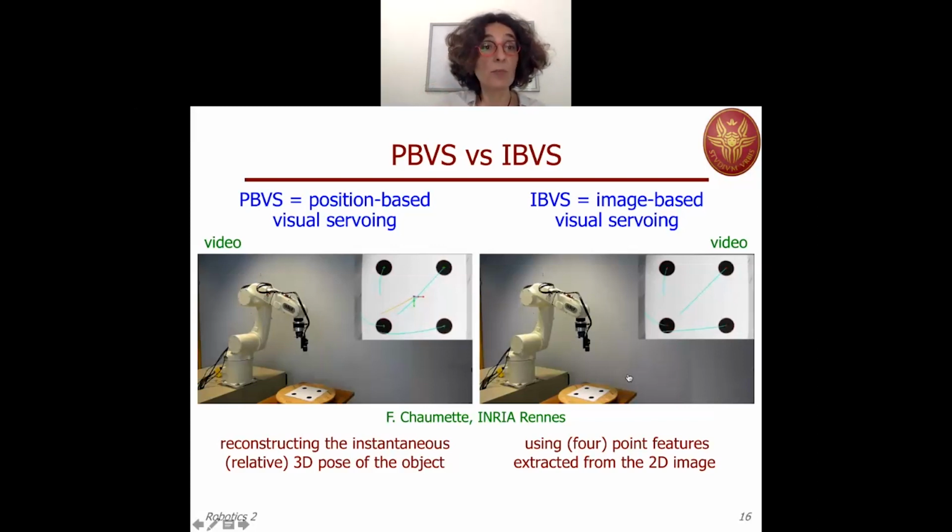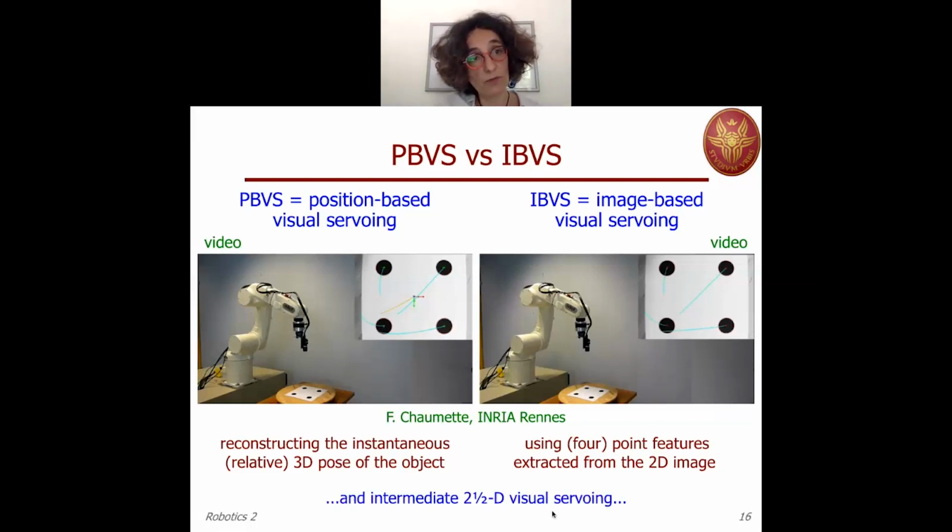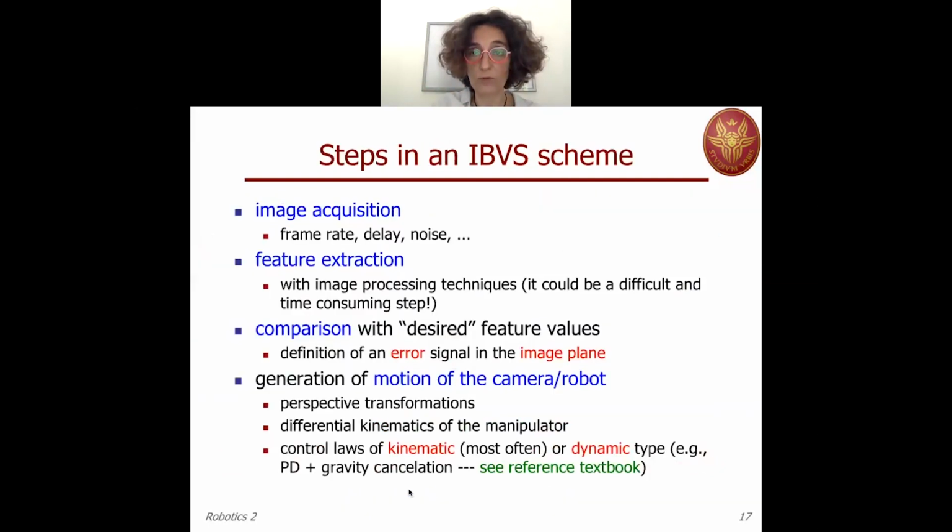Both schemes show some degree of non-robustness with respect to these uncertainties, and so another methodology that allows us to deal with calibration uncertainties is the 2.5D visual servoing. That is something in between the two approaches.